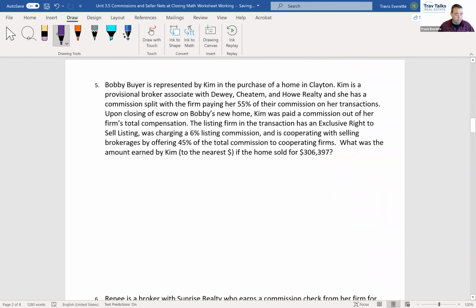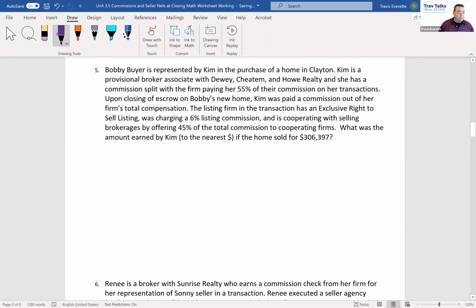Okay. Number 5, Bobby Buyer is represented by Kim in the purchase of a home in Clayton. Kim is a provisional broker associate with Dewey, Cheatham and Howell Realty, and she has a commission split with the firm, paying her 55% of their commission on her transactions. So right there, there's my key, 55%. Those big numbers mean I got to do the whole tree all the way down to the bottom. I got to show the whole thing.